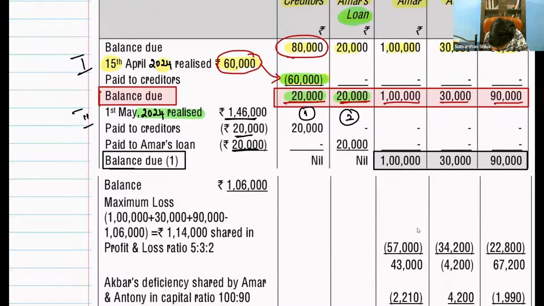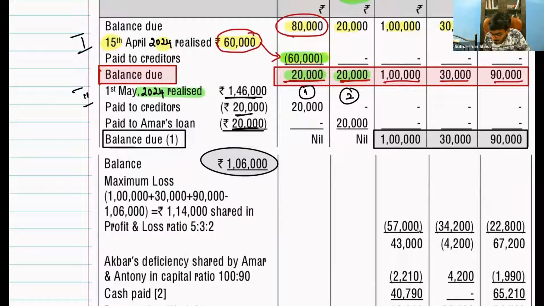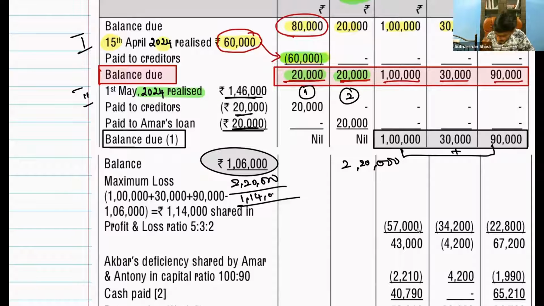From if I calculate minus 40,000, I will get 1,06,000 as a value. This is a 1,06,000. So what I will do, I will need to find out this value. First, I will make this total. What is this total? 2,10,000, right? 1,90,000. It will become 2,20,000. From the 2,20,000, I will subtract 1,06,000. I will get 1,14,000 as a possible loss.